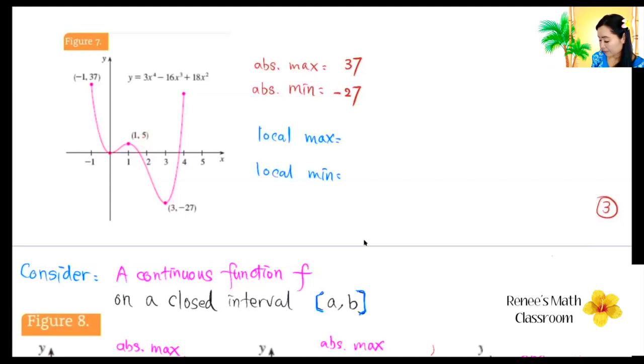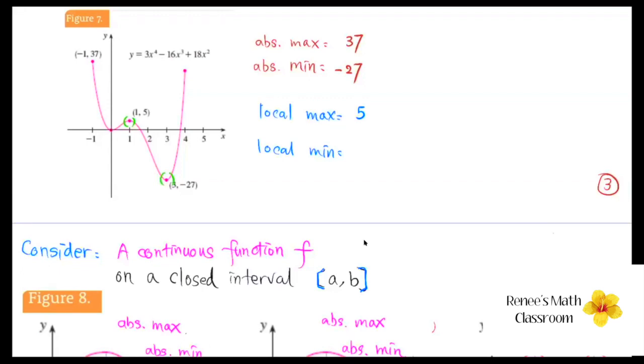So you see that at this point you can have an open neighborhood around it, and this one is the highest point in this open neighborhood. So the y value here is the local max. This one here is not local. This one doesn't have an open neighborhood, and this one doesn't have an open neighborhood either. What about local min? Negative 27. In this neighborhood, this function value is the lowest. So negative 27. Good job.